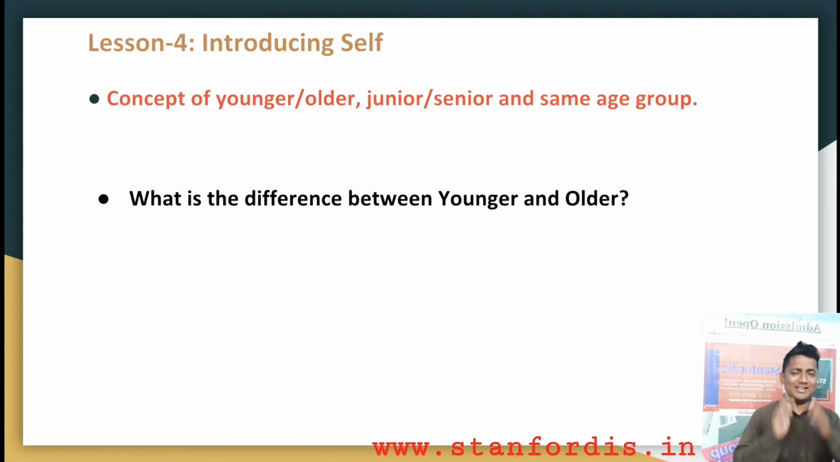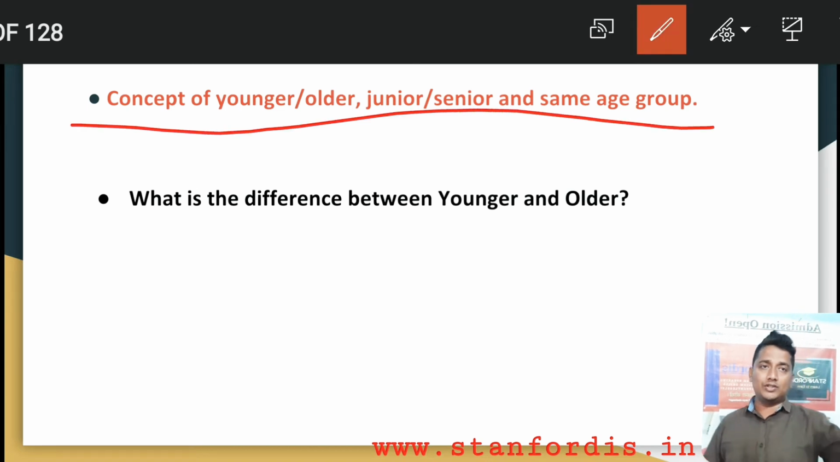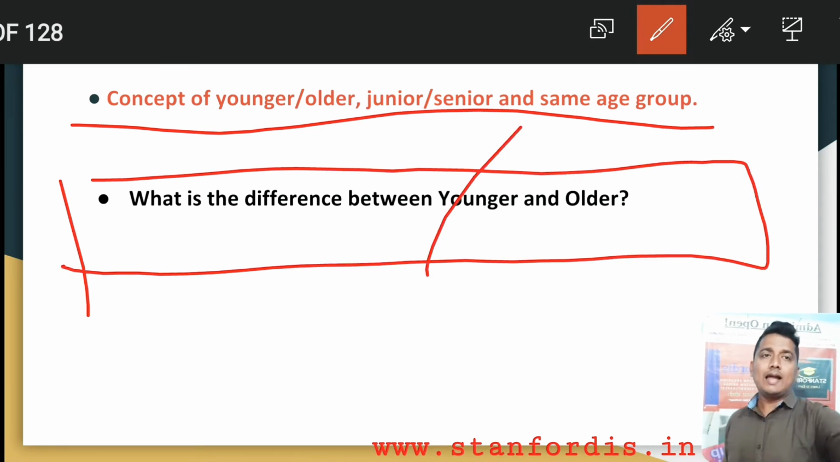So today our topic is a very easy, very technical and twisting topic. Before I talk about the topic, why don't you describe it? The concept of younger, older, junior, senior and same age group. We will go through all these concepts and this terminology to understand better, to use these words better in our conversation, in our writing and speaking. So my very first question for you all is, what is the difference between younger and older?